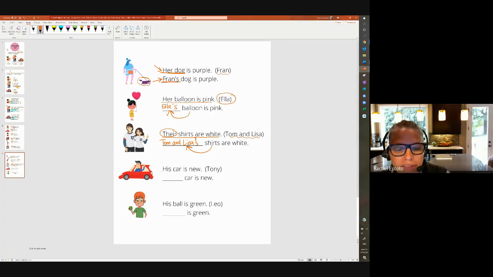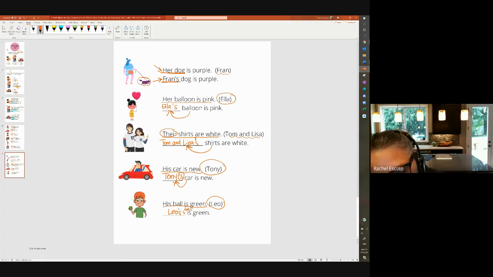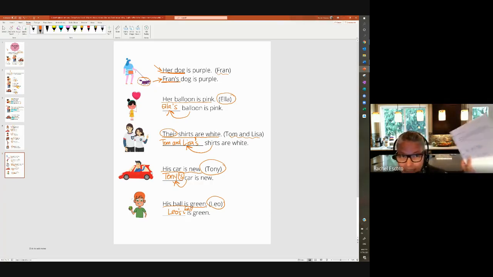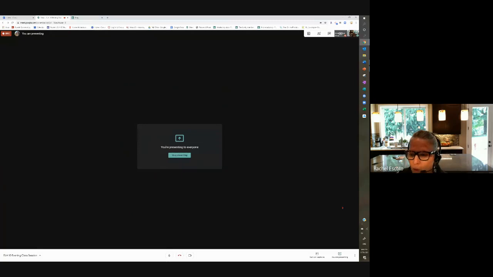Here's Tony. His car is new. We want to use his name, so we say Tony's car is new. It's the car that belongs to Tony. And finally, this little guy, Leo, his ball is green. So we say Leo's ball is green. Okay, so I hope that was a little bit of good practice. There are many practice pages in this packet and in myworksheets.com. So hopefully you will find them and do all of your practicing.